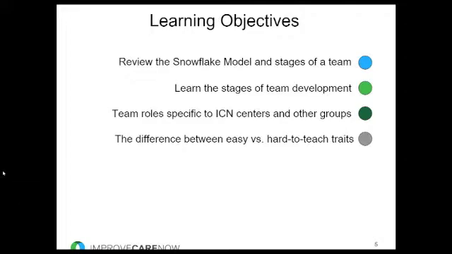Okay. So today we've got 4 main points to go over. First, we're going to review the Snowflake model and the different stages of team development, and then go more in depth into learning those stages of team development. And then after that, we'll talk about team roles that are specific to ICN and ICN centers and other groups related to ICN. And then finally, we'll talk about the difference between traits that are easy to teach versus hard to teach. Next slide, please.